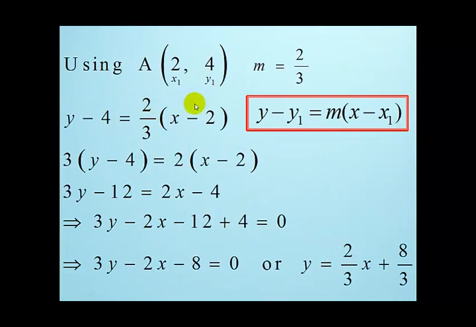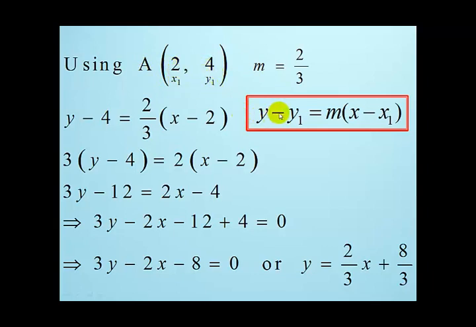Now the gradient gives us 2 over 3. After calculating the gradient, we had m equal to 2 over 3. Now using any of the points, you can either use point A or point B together with the gradient to find the equation. Now in this case, we are using point A together with the gradient. With point A, (2, 4), x1 is 2 and y1 is 4.